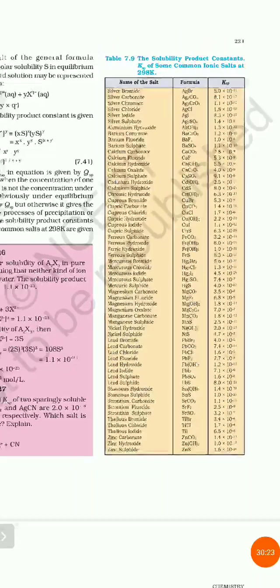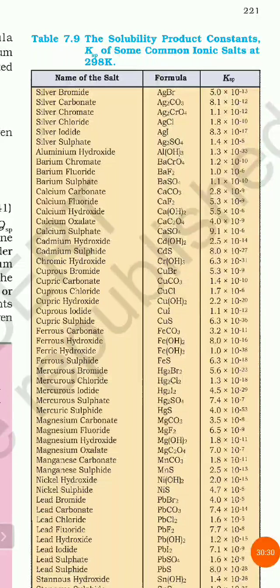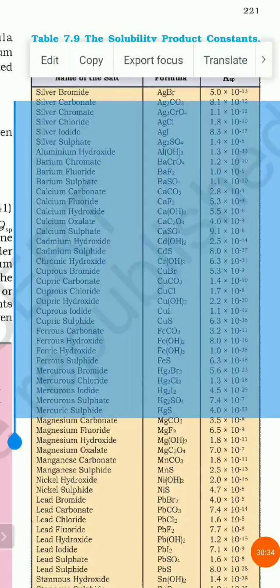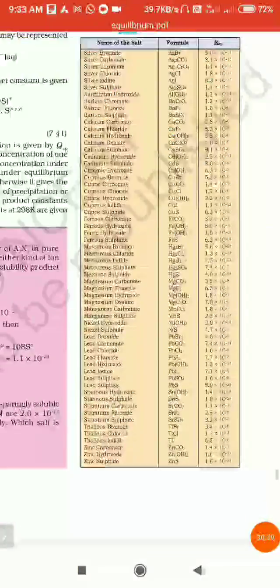You need to know this first of all. The Ksp value is not needed. You can't remember it, so there is no need for this value. Solubility product values are not needed. Just learn these formulas. You must compulsorily learn the name of the salt and its formula.